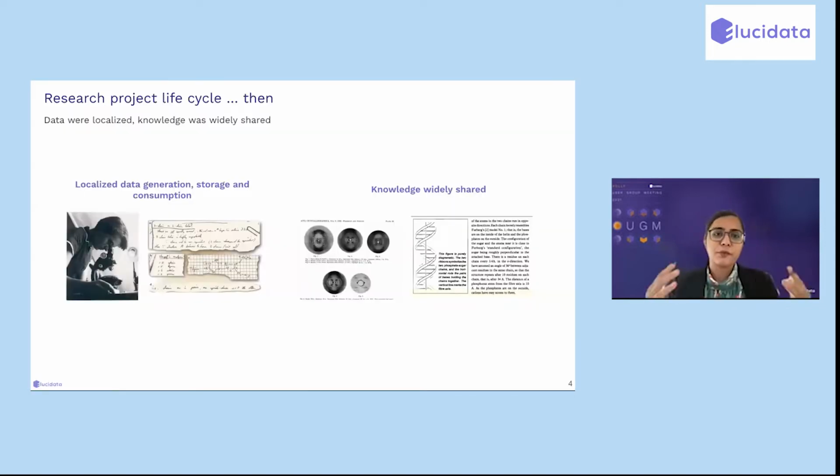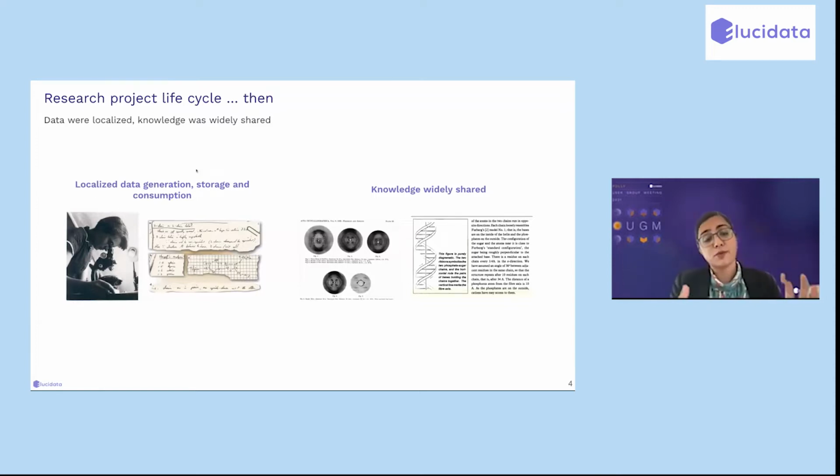Before we go into the framework and what data quality means, I just want to again set context for why this conversation is important. For most of the history of science and research, data have been localized and knowledge was what was widely shared. So often the data were generated, stored, and consumed by the same group of people in physically the same location. An example here is an image many of you hopefully will recognize from the discovery of the structure of DNA.